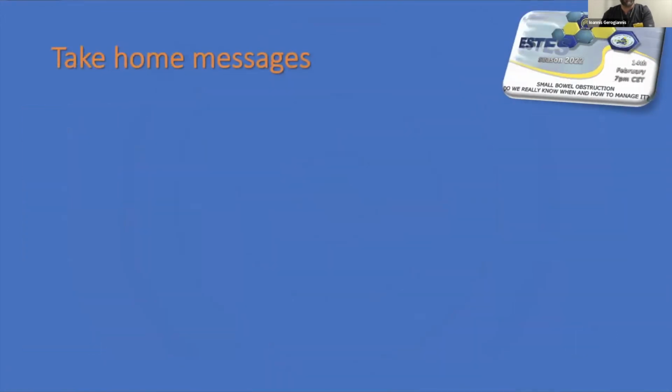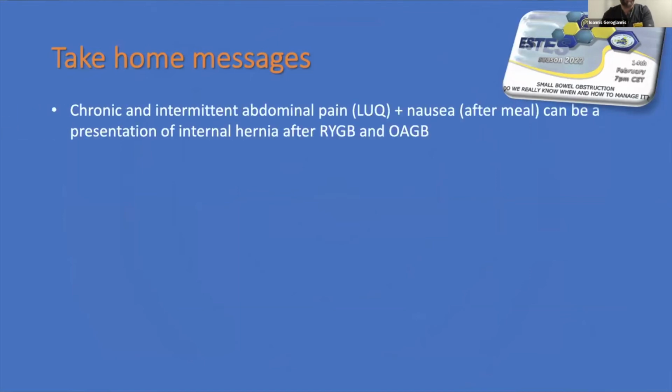So summarizing, take-home messages are chronic and intermittent abdominal pain, left upper quadrant, and nausea can be a presentation of internal hernia after Roux-en-Y gastric bypass or one anastomosis gastric bypass. Many patients are coming with chronic left upper quadrant pain and nausea, and at some point they go to the hospital in an emergency situation having more pain than usual and more nausea than usual. This is an alarming sign that there is an internal hernia there.